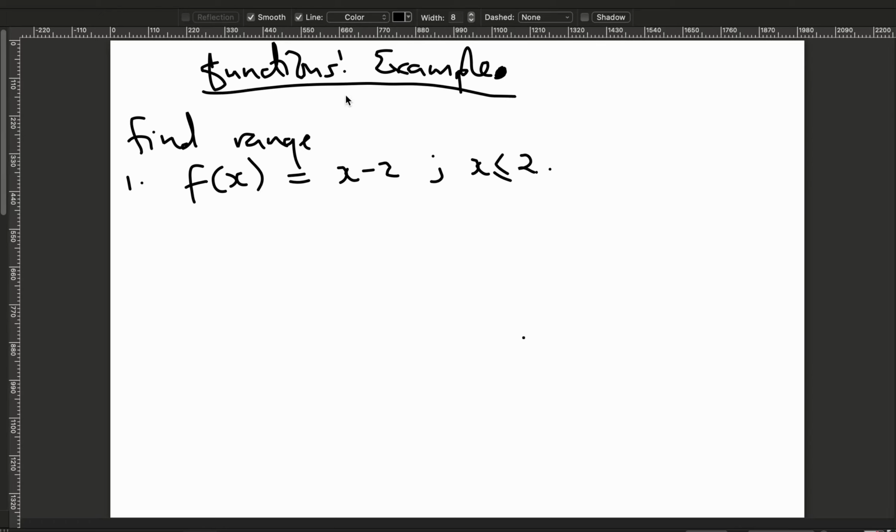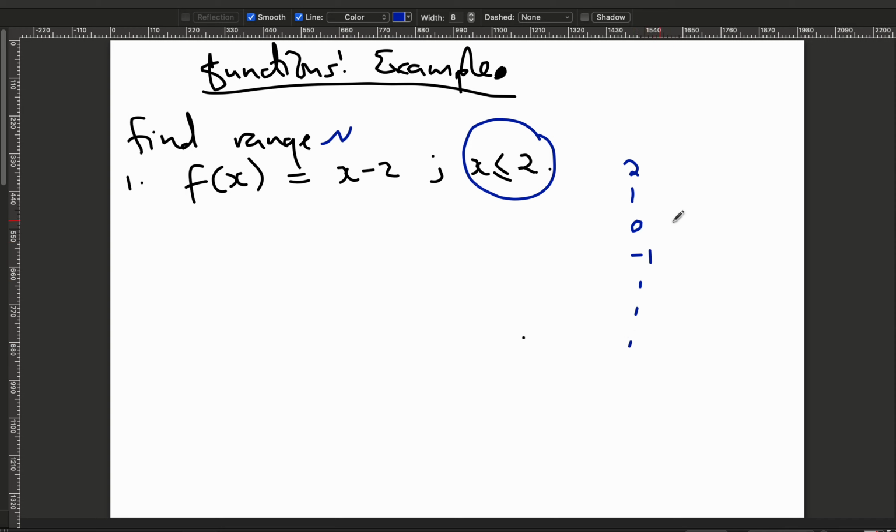Example whereby we are given f of x equal to x minus 2, whereby the values of x are supposed to be ranging from x less than or equal to 2, like this. So if the values of x are only going to be less than or equal to 2, and you're asked to find the range, what is the set of the output values, you can just take a random sample of the numbers we're talking about: 2, 1, 0, -1, and so forth.